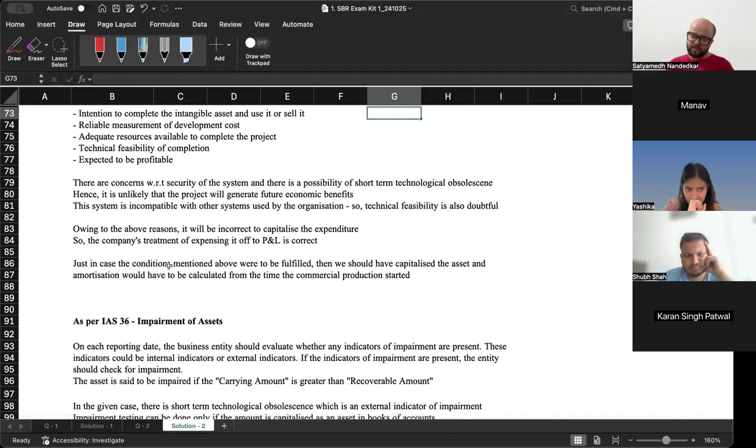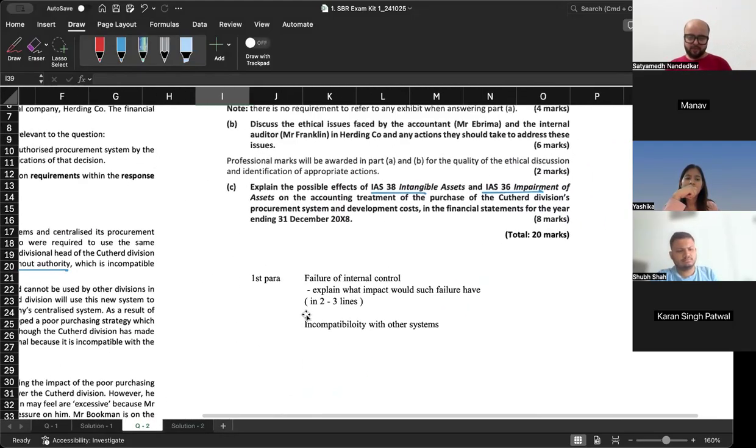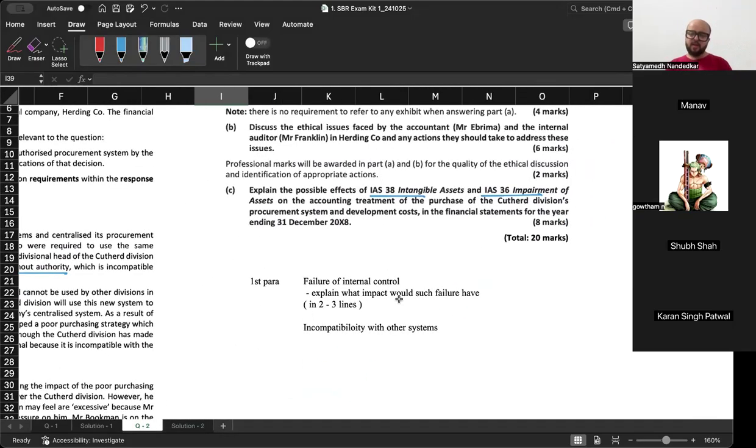It is incorrect to capitalize. Expensing it off to P&L would be the right option. Disprove 2 points and you are done. Now what else have they asked? They have asked you to explain the possible effect on IAS 36 impairment of assets.